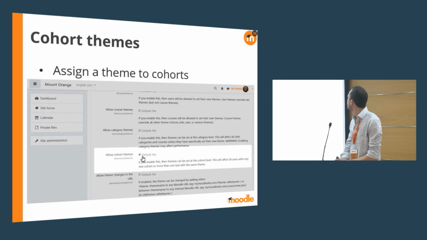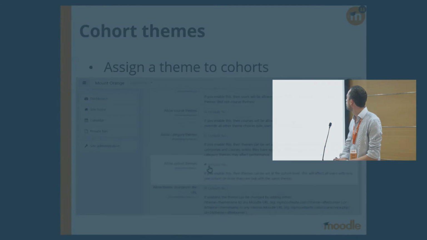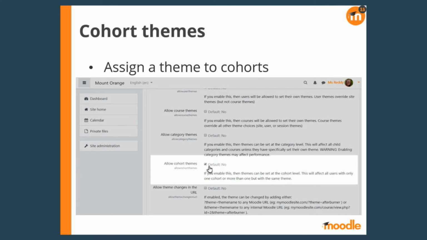Another feature we added in this release was the option to allow cohort themes. So you can see this under the cohort or under the theme settings. You can allow cohort themes, which is a very nice feature because if as a site administrator you've got multiple cohorts on your site, you can differentiate them and give them different themes under the cohort settings. So it's a nice feature that we've added there.